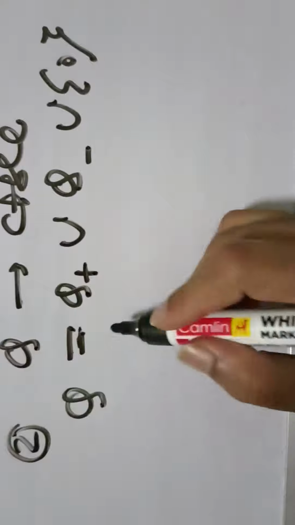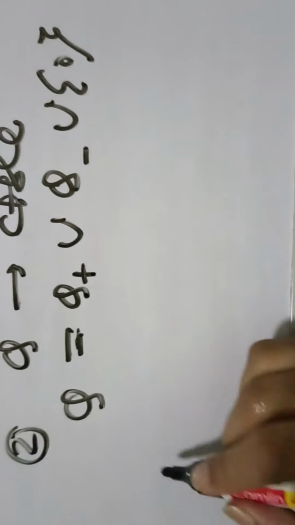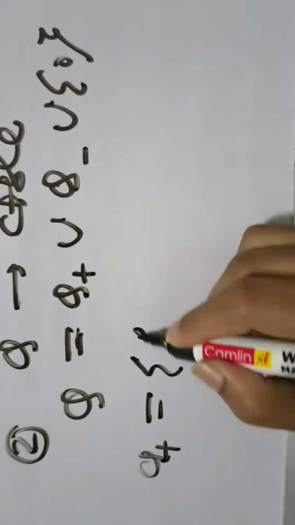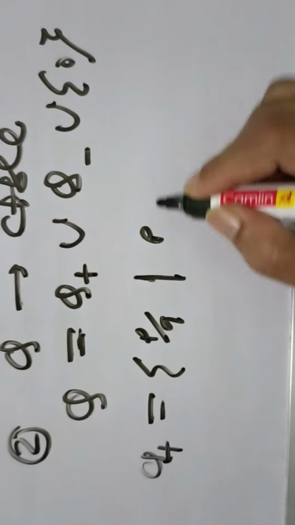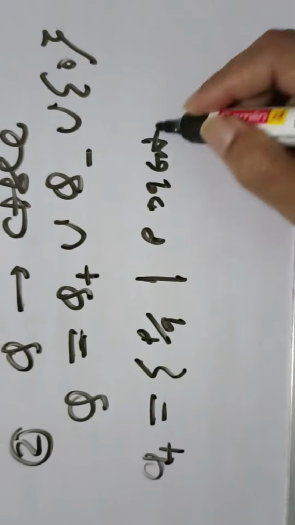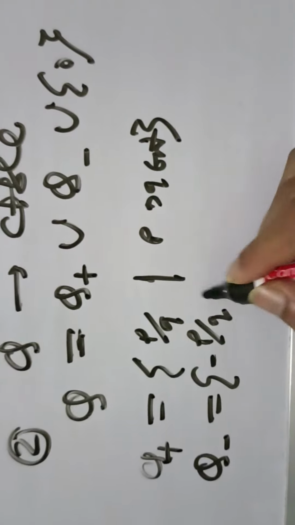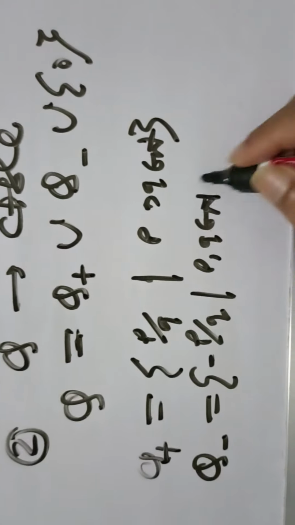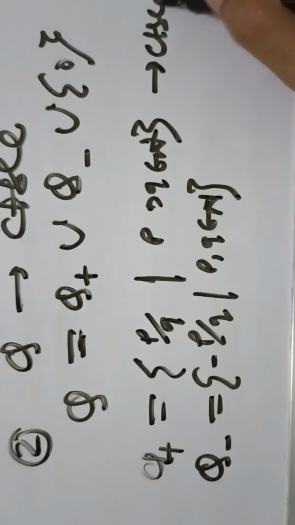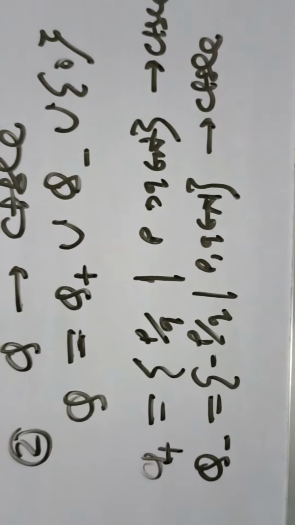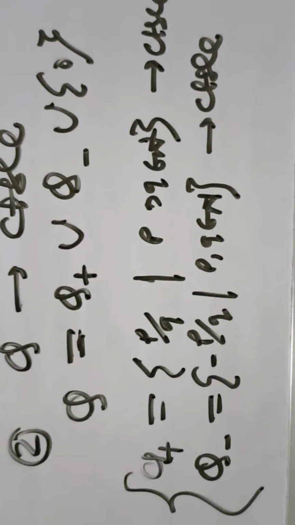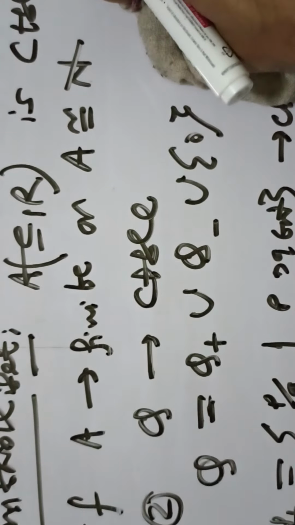Also, Q can be represented as Q plus union Q minus union 0, where Q plus is the set of positive fractions p by q, with p and q natural numbers, and Q minus is the set of negative fractions, with p and q natural numbers. If both sets are countable, then the union is countable. You can find a mapping from N cross N to this set. What is the mapping?